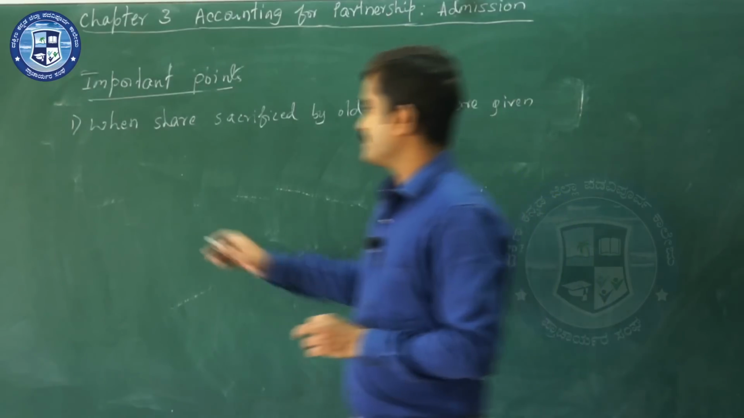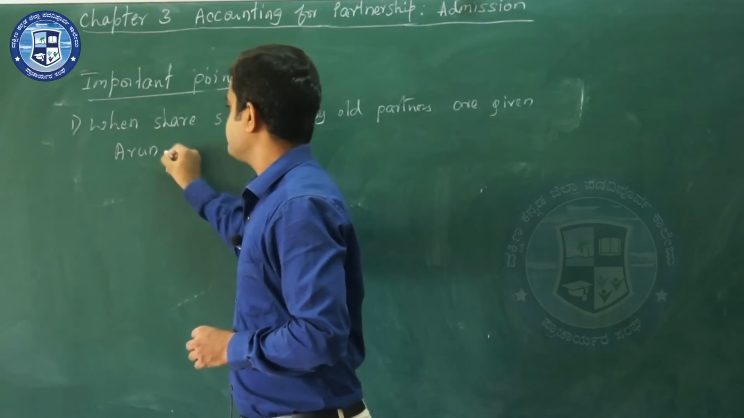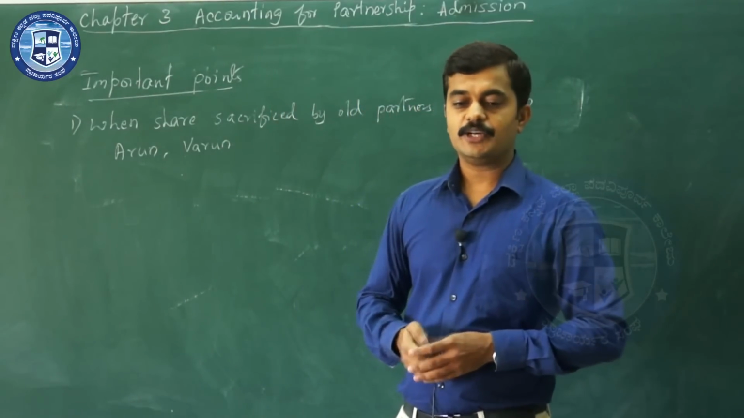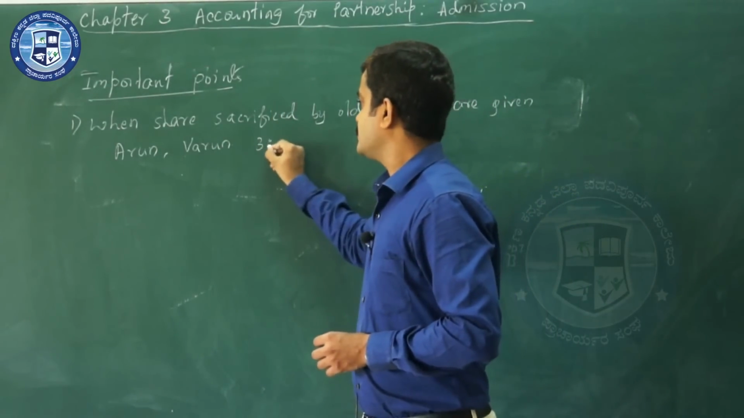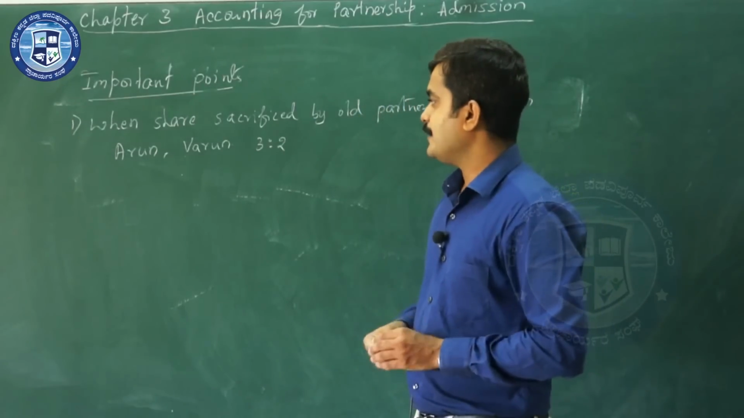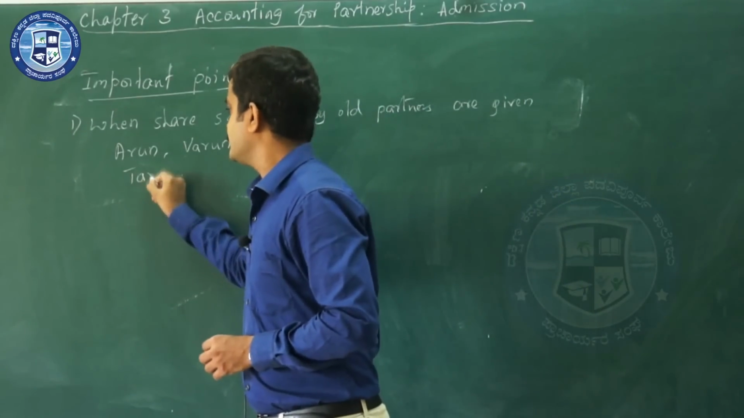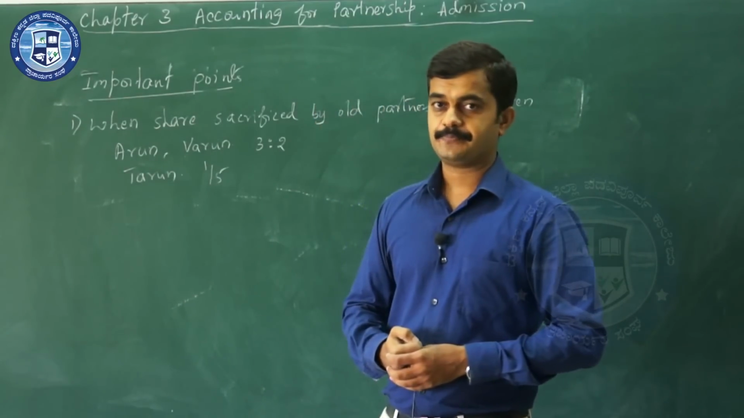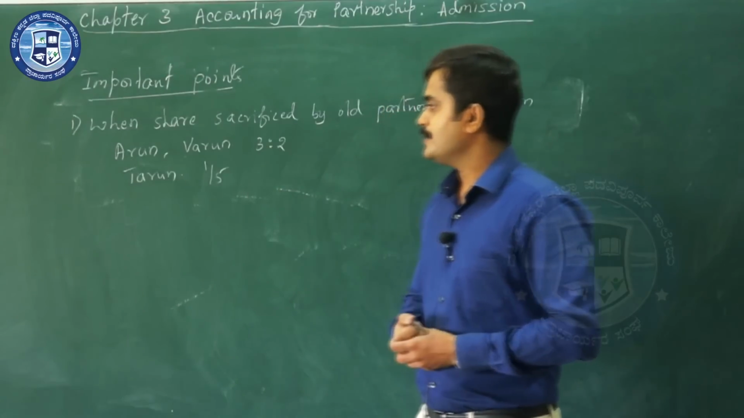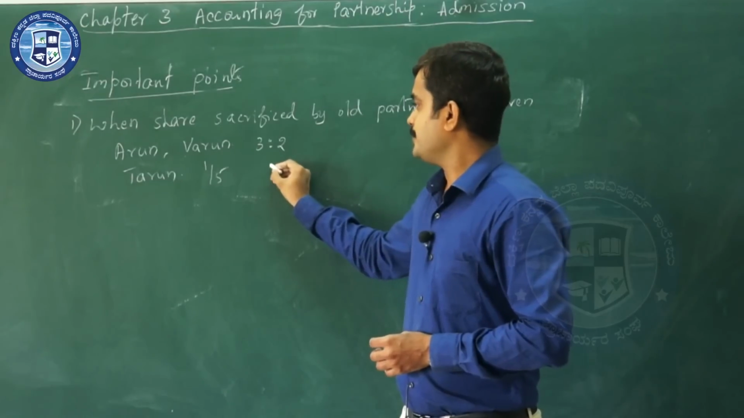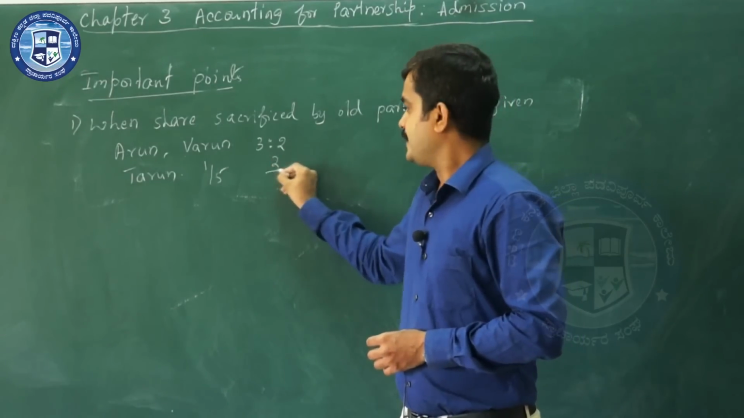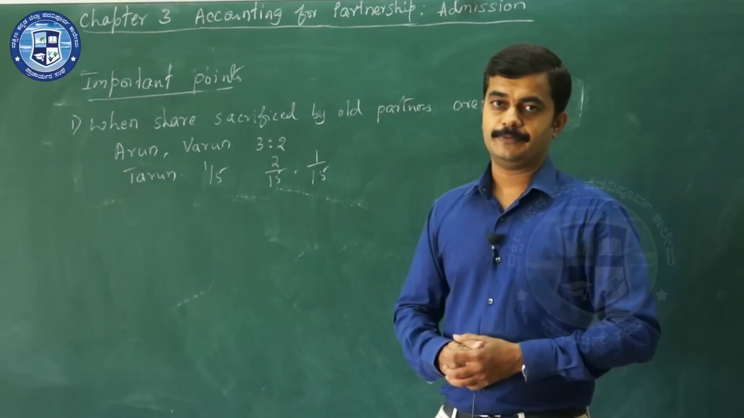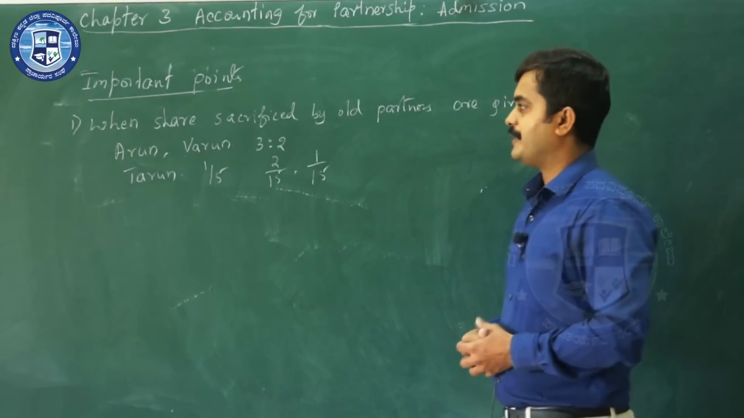So let us take this example. There are two partners, Arun and Varun. They are sharing profits and losses in the ratio of 3:2. They have decided to admit Tarun as new partner for 1/5 share in the business, which he is going to receive in the proportion of 2/15 and 1/15 from Arun and Varun. Calculate new share of all partners.